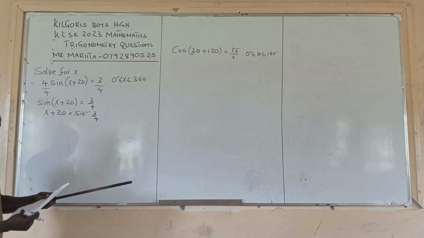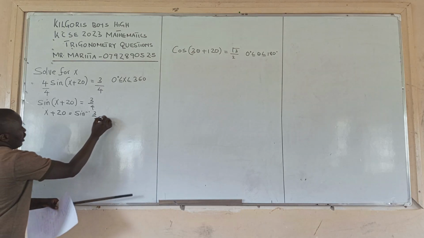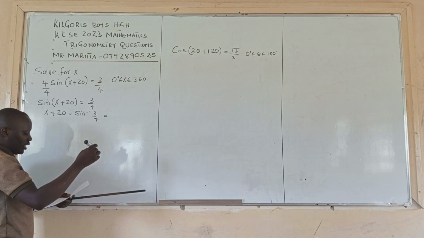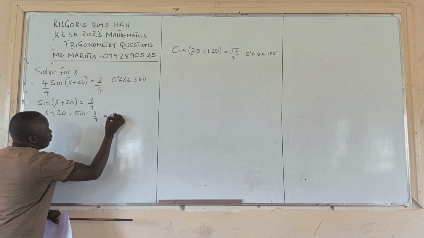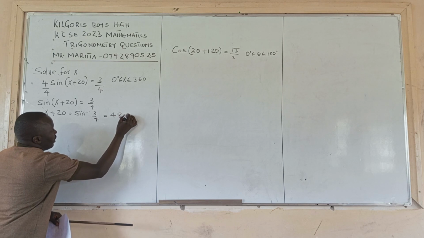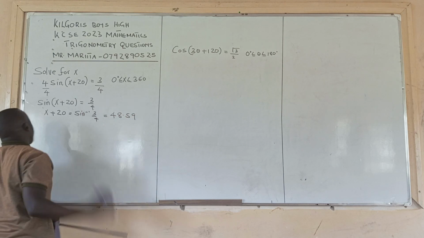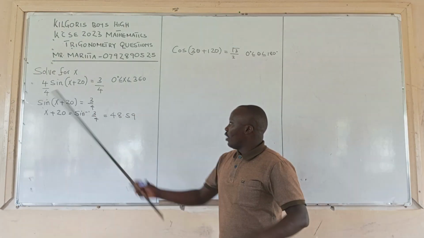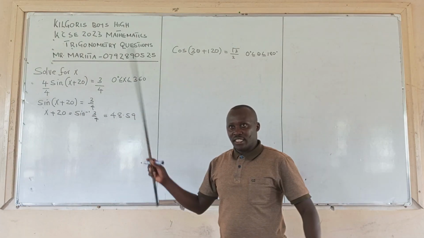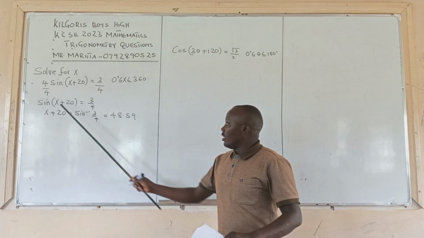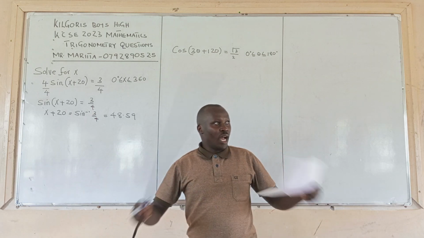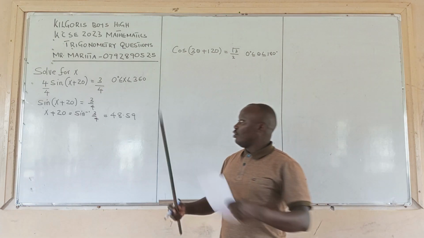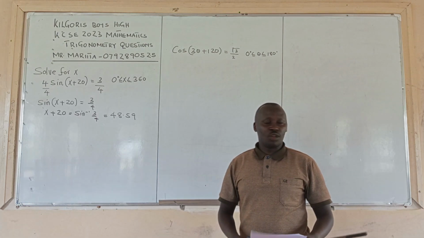And the sine inverse of 3 over 4, if you work it out from your calculator or the mathematical table, will give us 48.59. So the very first step, you check: if you have the sine, you find the sine inverse on both sides. If you have the cos, you use the cos inverse on both sides. If you have the tangent, then you find the tan inverse on both sides.